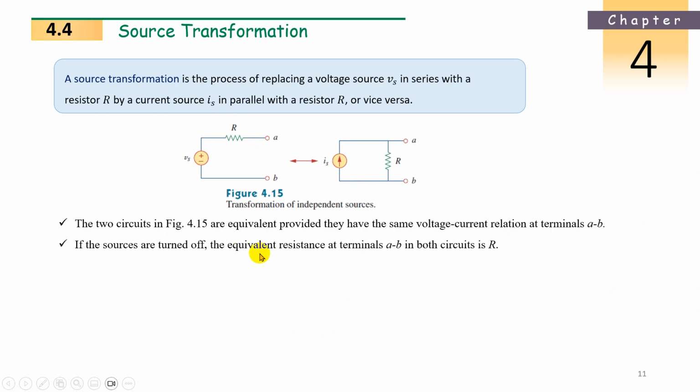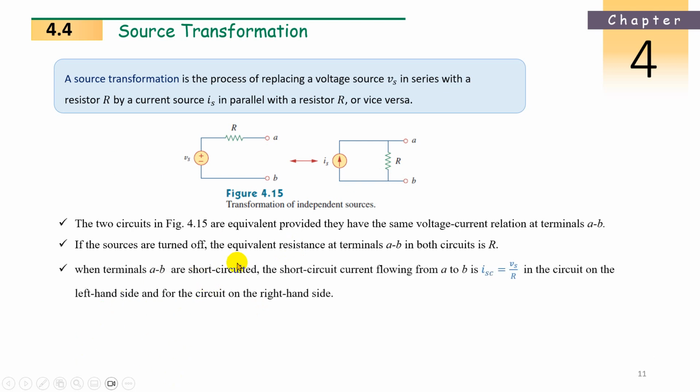If the sources are turned off, the equivalent resistance at terminals A and B in both circuits is R. That is why the resistance is in series in one and in parallel in the other. When the voltage source is turned off, it is a short circuit, so the resistance remains between A and B. When the current source is turned off, it is an open circuit, and again the resistance remains between A and B. So both are equivalent.